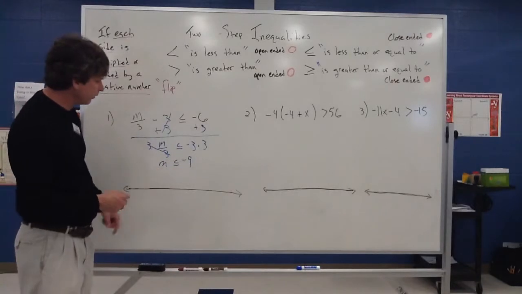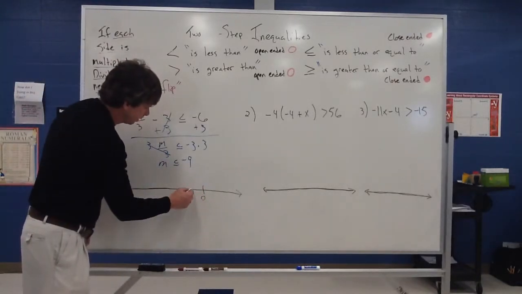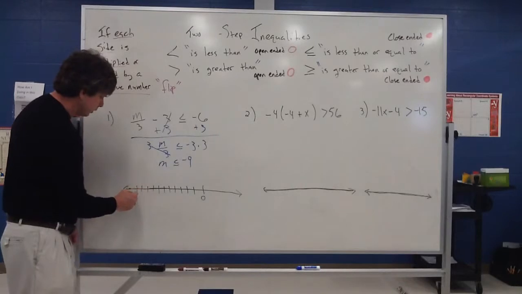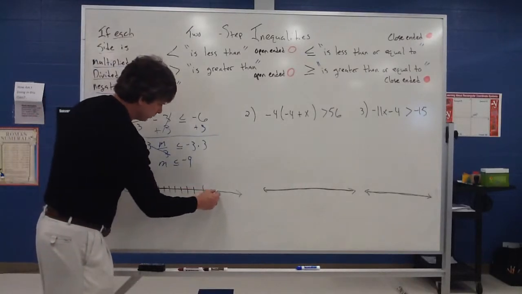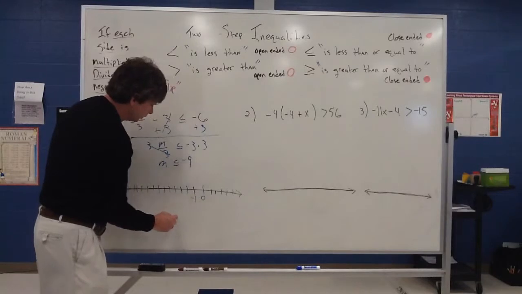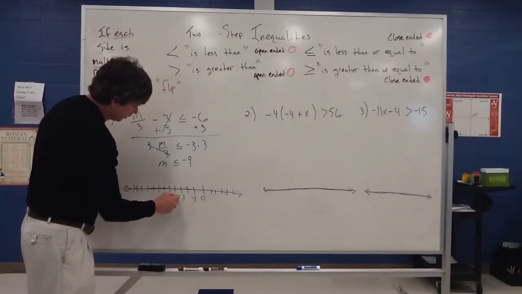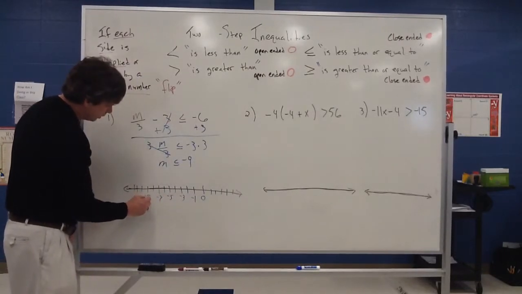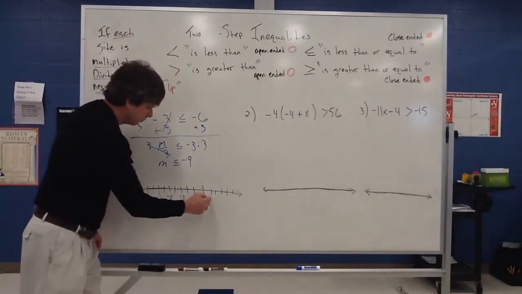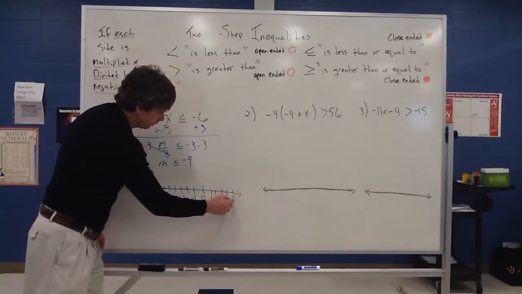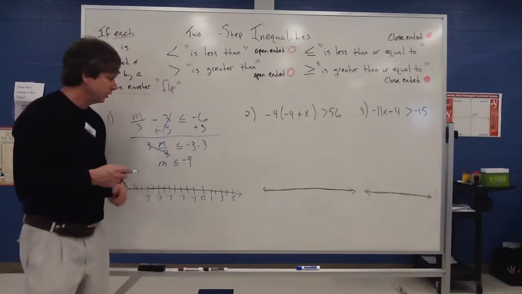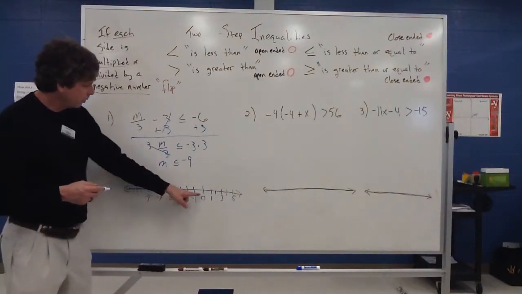So what I need to do is locate where the negative 9 is. So I'm going to put my 0 over here. And we'll count by ones. 1, 2, 3, 4, 5, 6, 7, 8, 9, 10, 11, 12. So I've got a negative 1, negative 2, negative 3, negative 4, negative 5, negative 6, negative 7, negative 8, negative 9. Positive 1, positive 3, positive 5. Notice you don't have to label every number, just label enough to get the information across. So I don't have to label every tick mark.